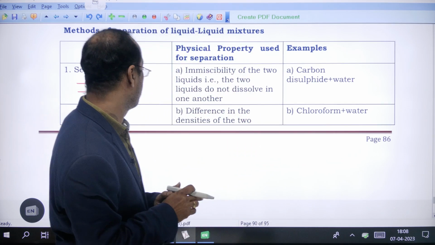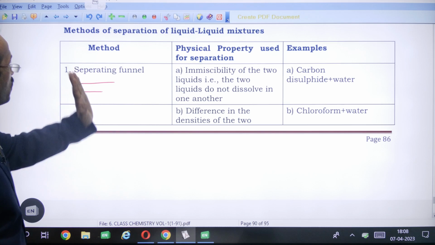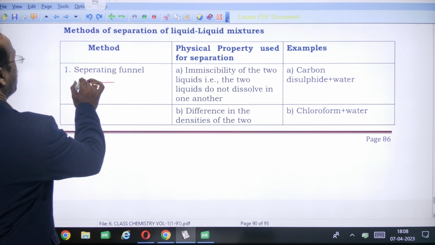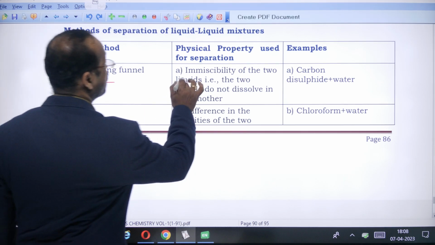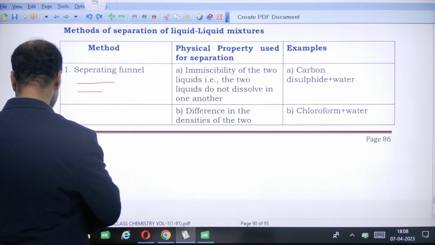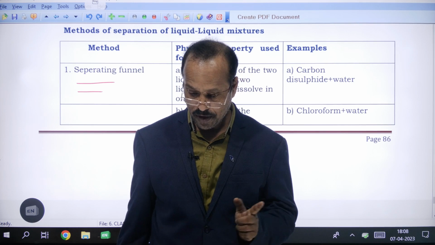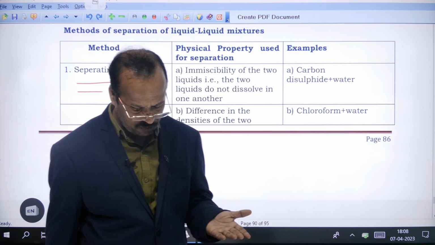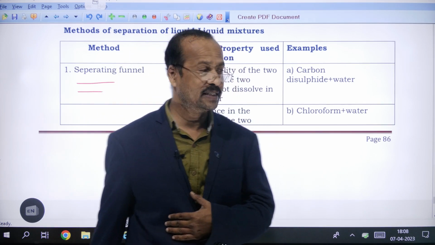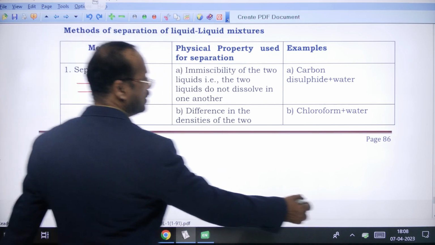use fractional distillation. Let's once again see the methods of how we can separate. By using a separating funnel, where we use a separating funnel for immiscible liquids. Immiscible means what? Which do not mix with each other, like water and oil, carbon disulfide and water, chloroform and water. In all these cases we use this one, right.